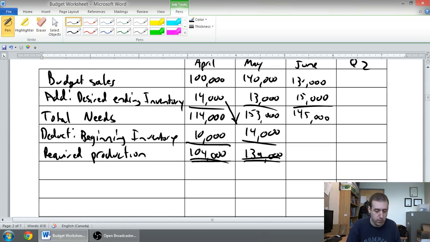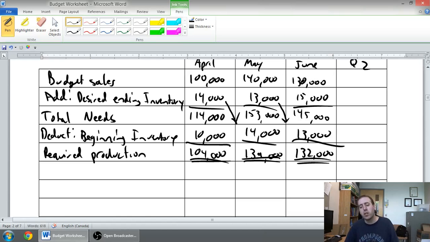And June, we're going to begin June. June's beginning inventory is going to be the same as the ending for May. Again, May 31st, June 1st, they're just seconds apart. The end of May 31st, the beginning of June 1st. So 13,000 units I'm not going to need to make. And again, just reading through June's, 130,000 is what I'm planning to sell in June. Plus, I got to have 15,000 ready for July. That's 145,000 I need. But coming out of May, I have 13,000 units sitting there. Therefore, I only need to make 132,000 units in June.